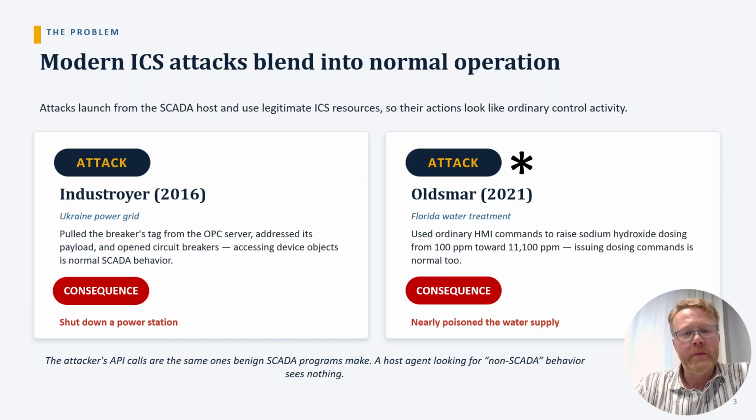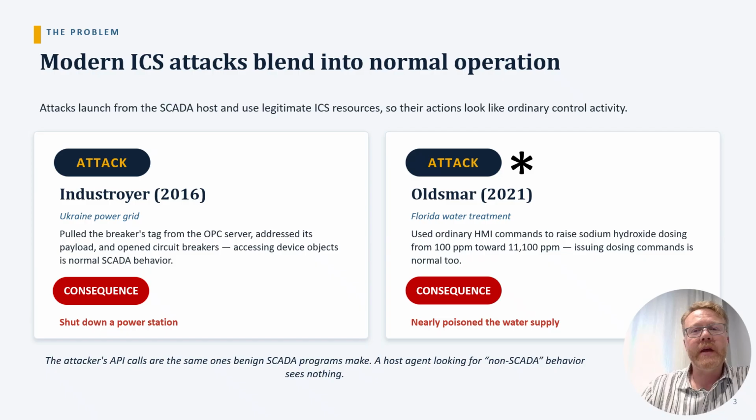So the problem that the authors state is modern ICS attacks blend into normal operations. And so they use 2 real attacks that anchor the whole paper. In Destroyer, which took down part of the Ukrainian grid, and Oldsmar, that was the attack on the Florida water plant that nearly poisoned the water supply. You can see there's a big asterisk next to that. Again, I'll come back to that shortly.